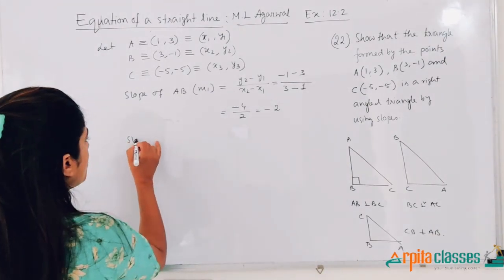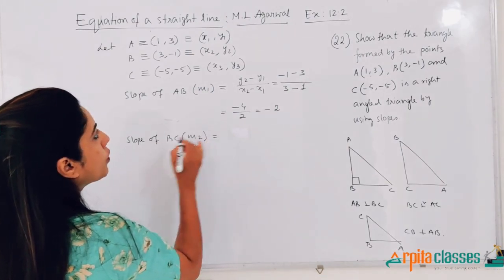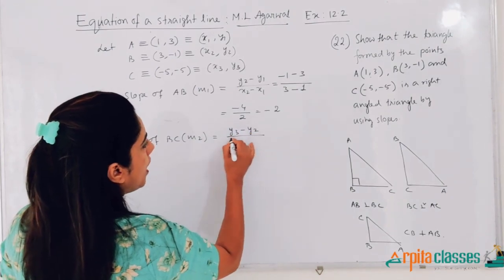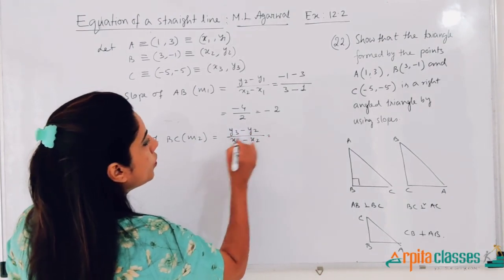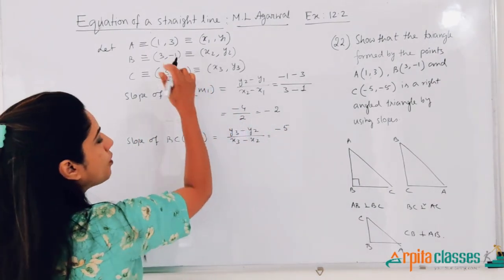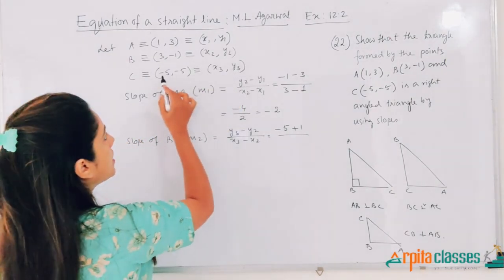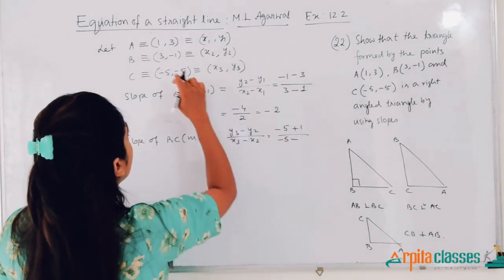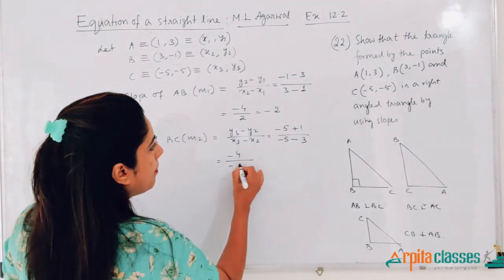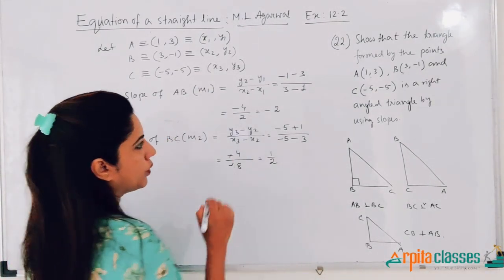Now let us find out the slope of BC, which I am considering as m2. BC will be y3 minus y2 upon x3 minus x2. y3 is -5, and minus of -1 will become plus 1. x3 is -5 minus x2, that's 3. So here you are getting -4 upon -8. So that is 1 by 2.